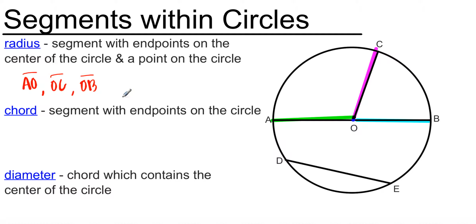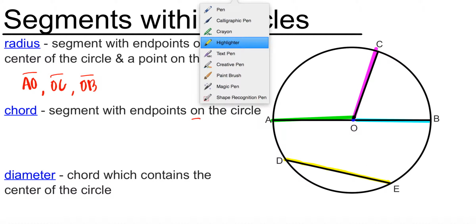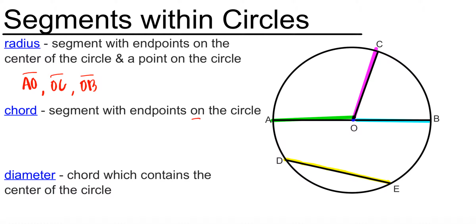Now, a chord is a segment with endpoints on the circle. So I only have one chord drawn here for you, and that is this one right down here. Let me highlight that in yellow. And that's DE. And it's not going to go through the center. If it goes through the center, we call it something else, and we're going to do that in a minute. So here our chord is segment DE. And there's all sorts of relationships going on here with these different types of segments, and that's what we're going to look at next.